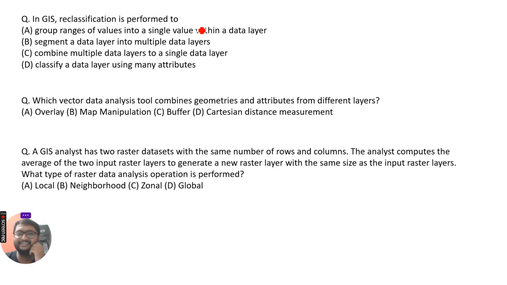Because, as an example, let's say I have elevation data. If the elevation is less than 2000, I will give it one class. If it is greater than 2000, I will give it another class. So what I'm doing is, I have a range of elevation from, say, 0 to 5000. If it is less than 2000, give it one range. If it is greater than 2000, give it another range. So I am breaking down my entire range. Basically, group ranges, from 0 to 2000 and then from 2000 to 5000 or whatever the maximum point is. Group ranges of value into a single value within a data layer.